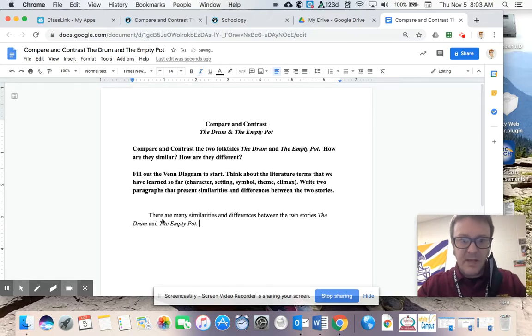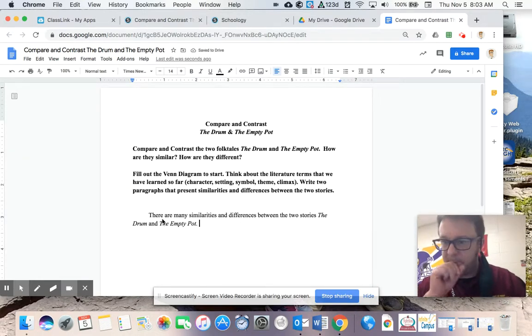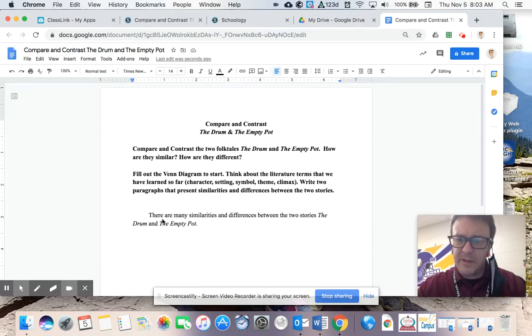There are many similarities and differences between the two stories, the drum and the empty pot. Starting with similarities, I'm gonna back up. Starting with differences, I think differences are a lot easier to point out. And if you fill out your Venn diagram, think about the character, the setting, the symbol, the theme, and the climax. Okay, those can all be differences in your Venn diagram.